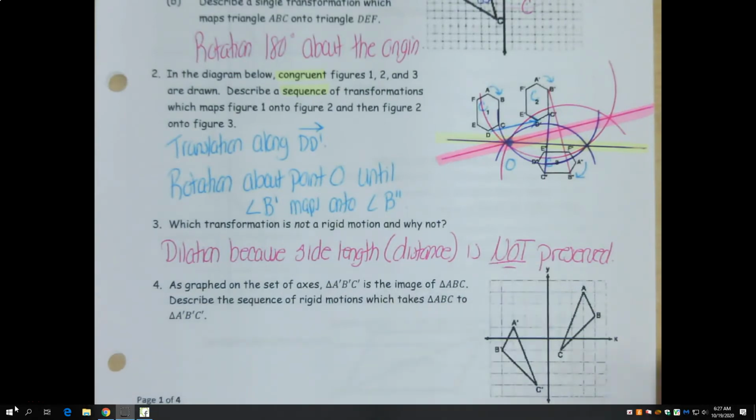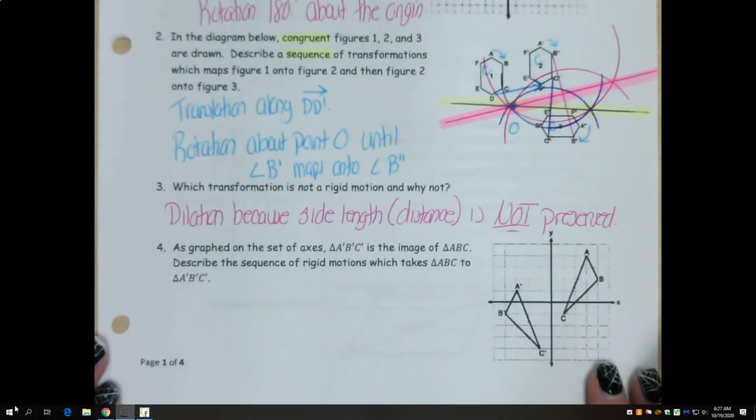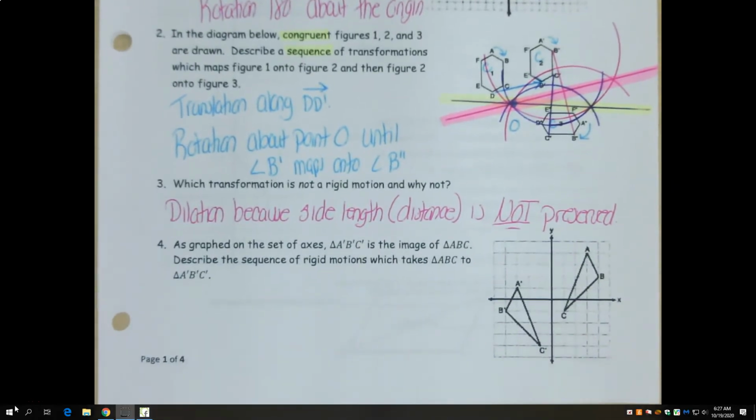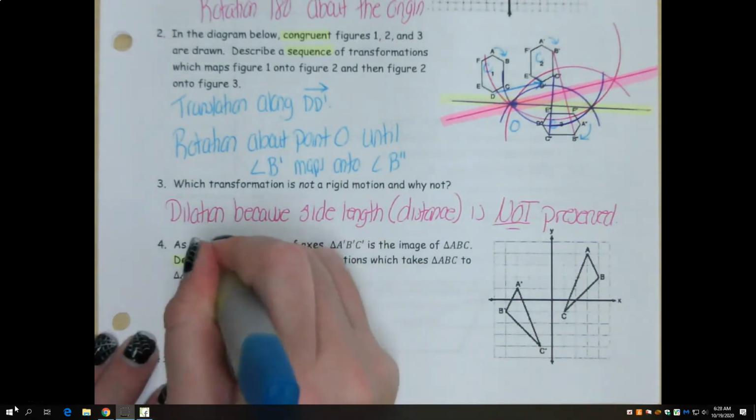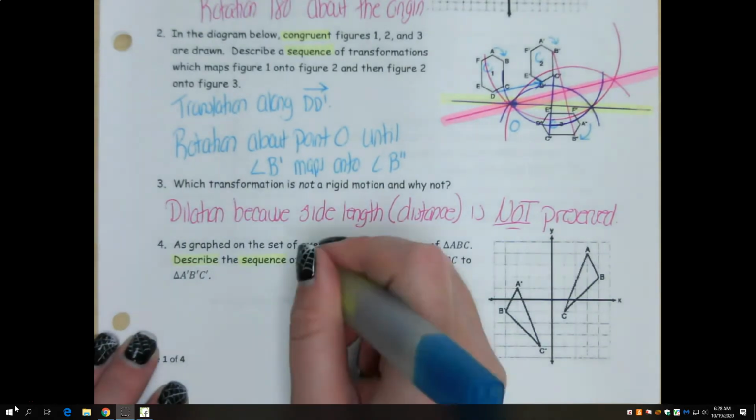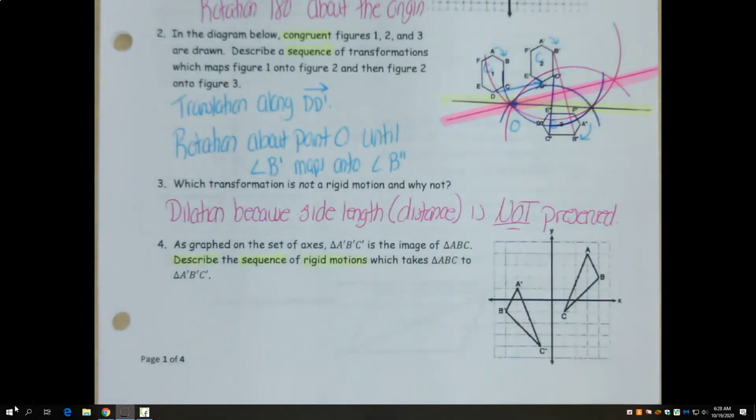Awesome. And then number 4, it says, as graphed on the set of axes, triangle A prime, B prime, C prime is the image of triangle ABC. Describe the sequence of rigid motions that's going to take triangle ABC to triangle A prime, B prime, C prime. Again, I'm seeing describe a sequence, but this time they're telling me the sequence is going to be rigid motions. So I know I have to pick from reflection, rotation, and translation. All right, sequence is more than one.